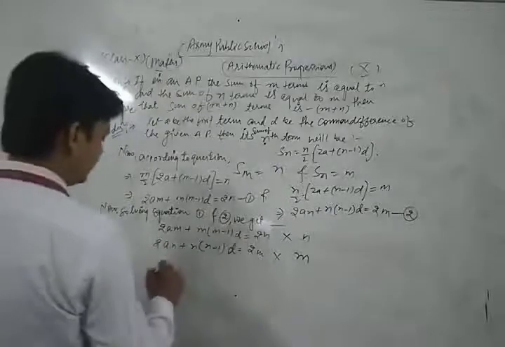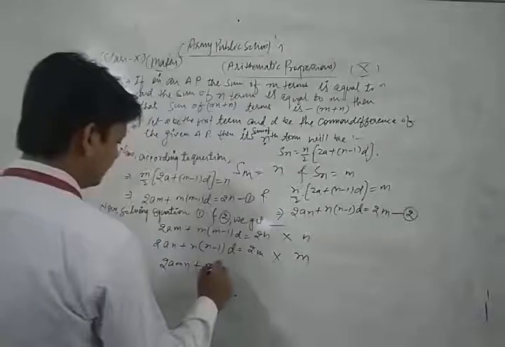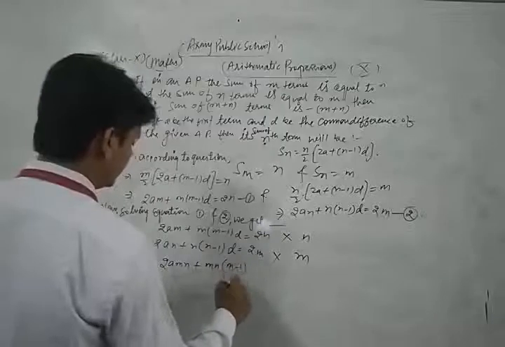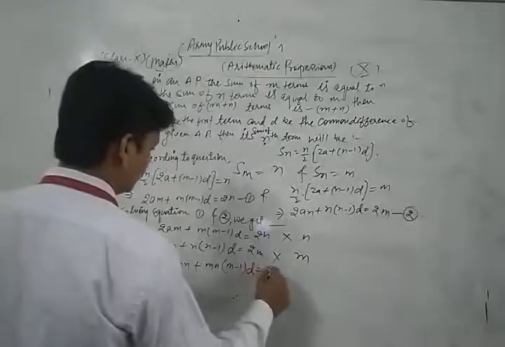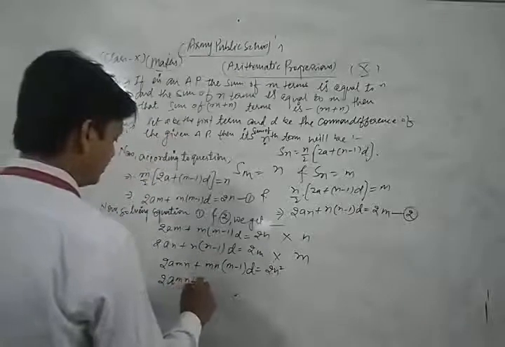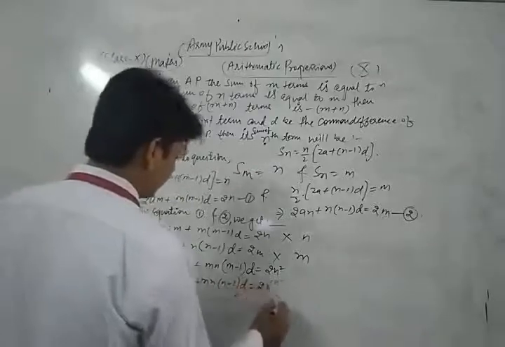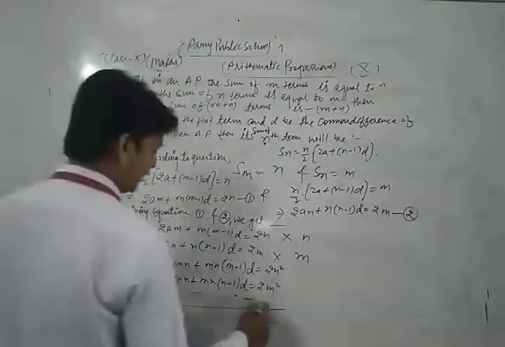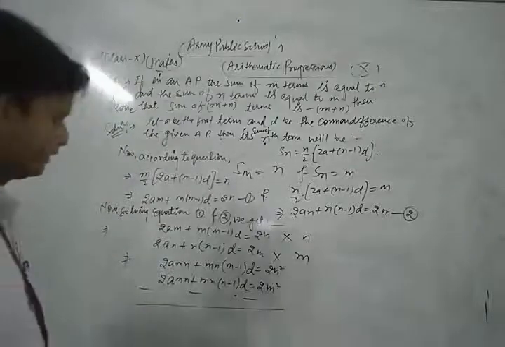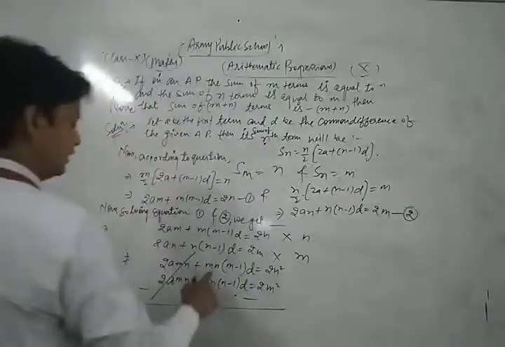If we multiply by n, we get 2amn plus mn(m minus 1)d is equal to 2n square, and here this is 2amn plus mn minus 2m square. Now we subtract them. So what do we get? Let's see. Here 2amn cancel to each other. Now what do I get? This minus this.